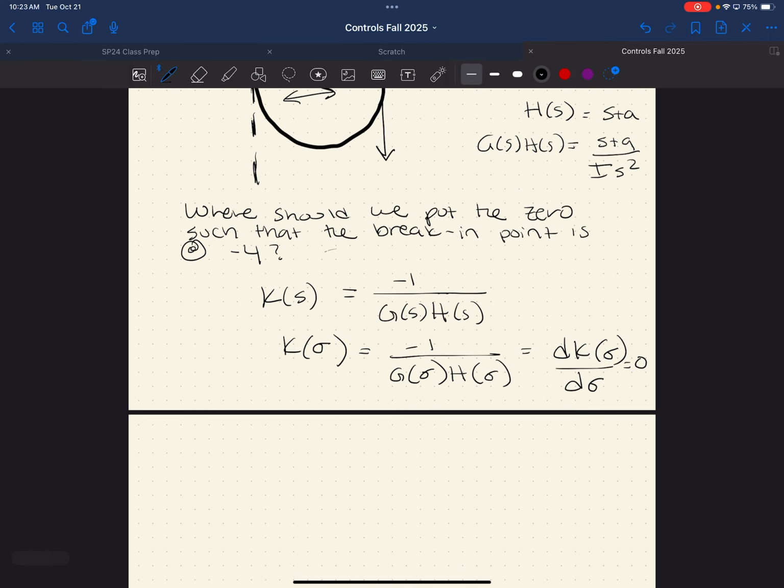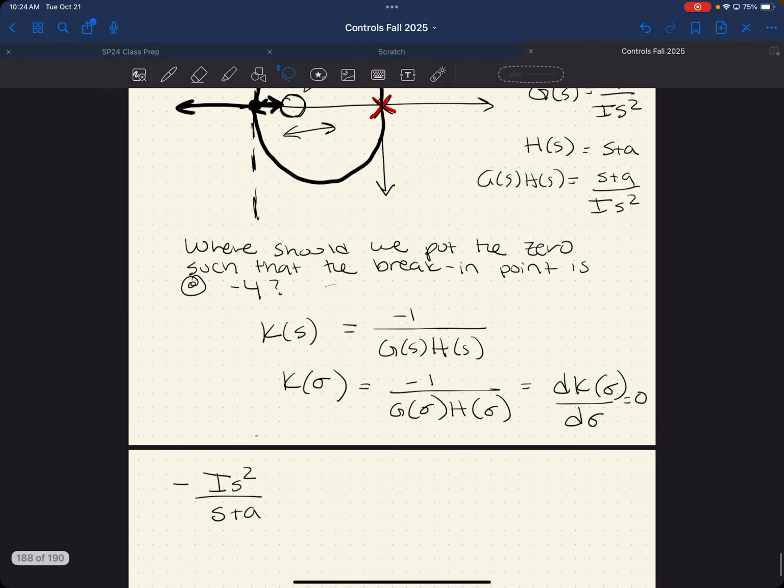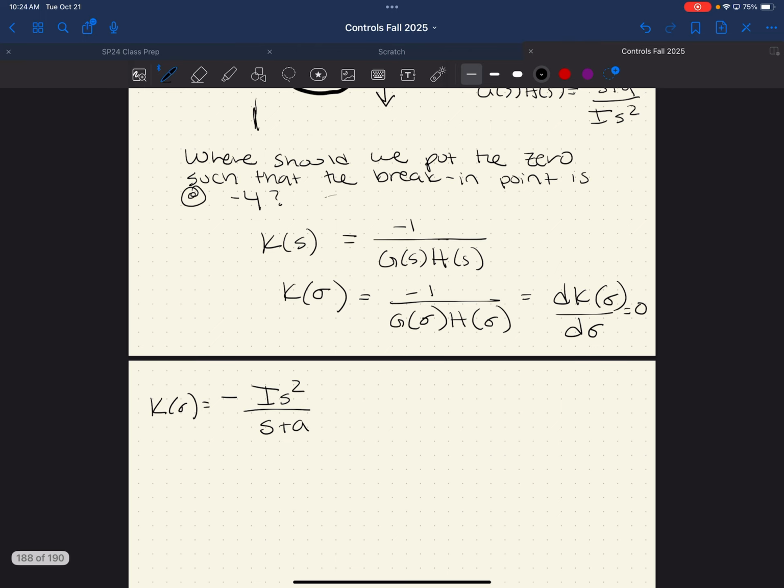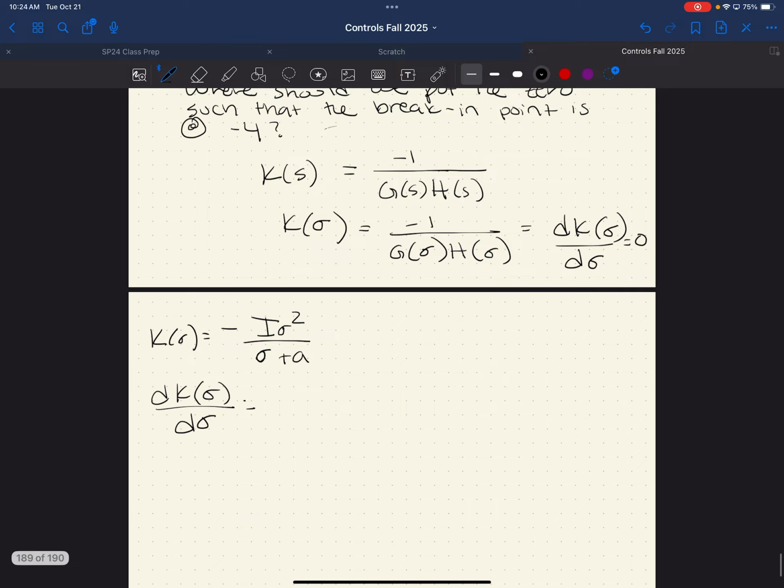So K of sigma should be minus the inverse of G of s, H of s. So minus sigma squared over sigma plus a. This is K of sigma. And I want to take the derivative of this and set it equal to 0. So dK d sigma, oh, sorry, I did not plug in my sigmas here. Equals, ooh, there's sigmas in the numerator and the denominator.